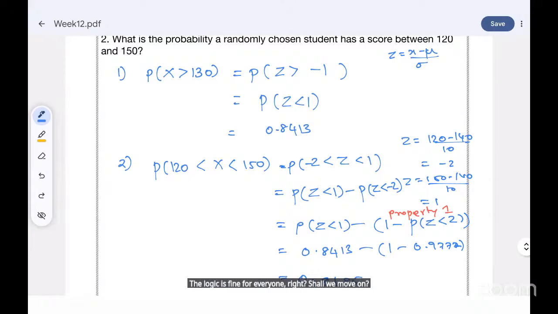Yes, ma'am. Same answer I'm getting, 0.8. Oh, good.